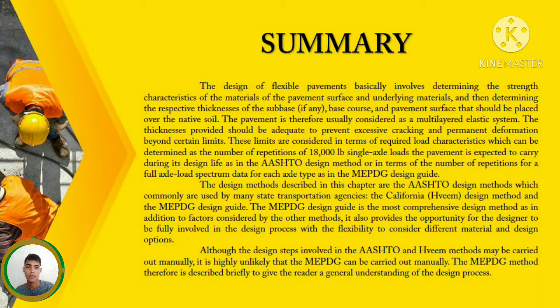These limits are considered in terms of required load characteristics, which can be determined as the number of repetitions of the 18,000 pound single axle load the pavement is expected to carry during its design life, as in the AASHTO design method, or in terms of the number of repetitions for a full axle load spectrum data for each axle type, as in the MEPDG design guide. The design methods described in this chapter are the AASHTO design methods, which commonly are used by many state transportation agencies, the California design method, and the MEPDG design guide.